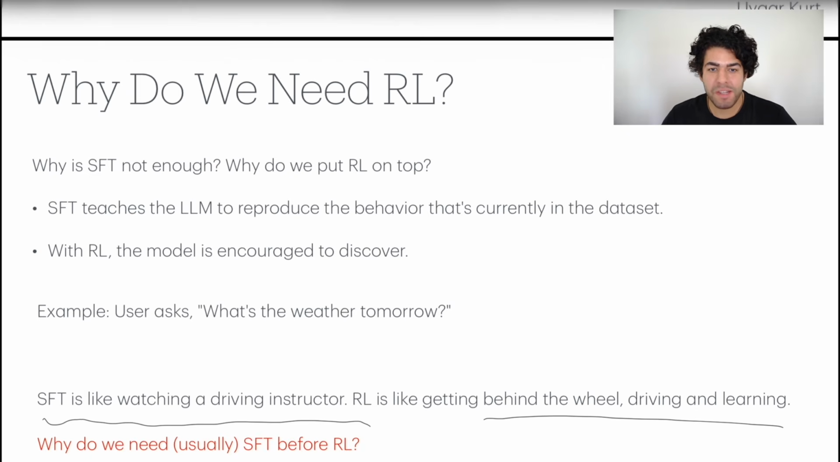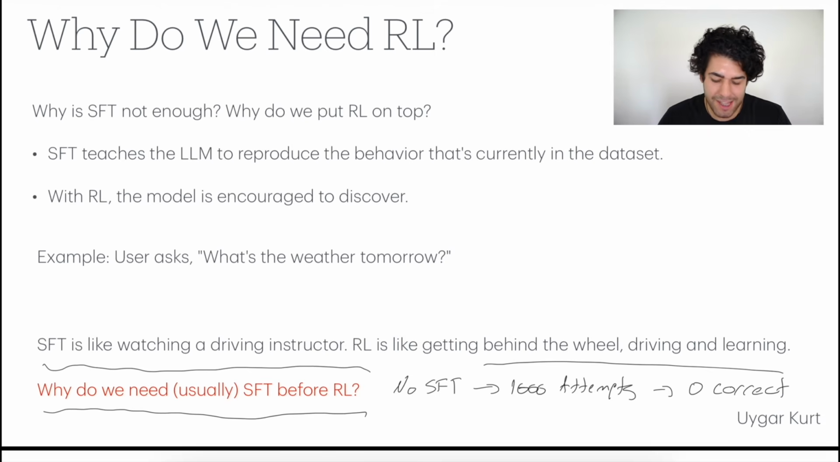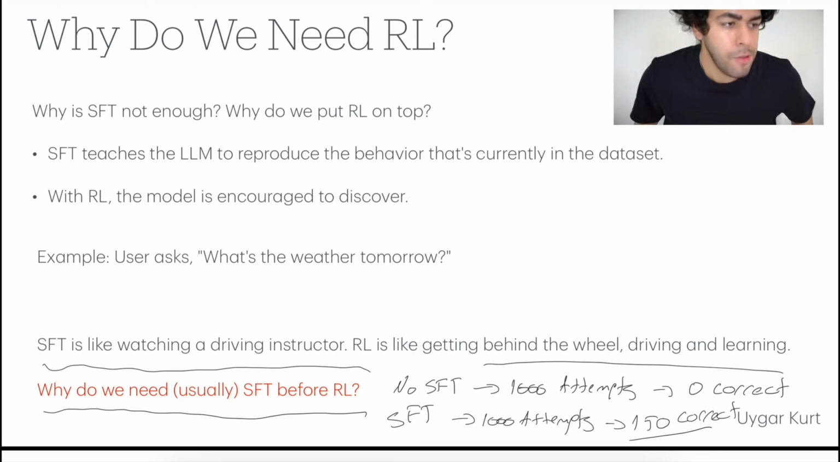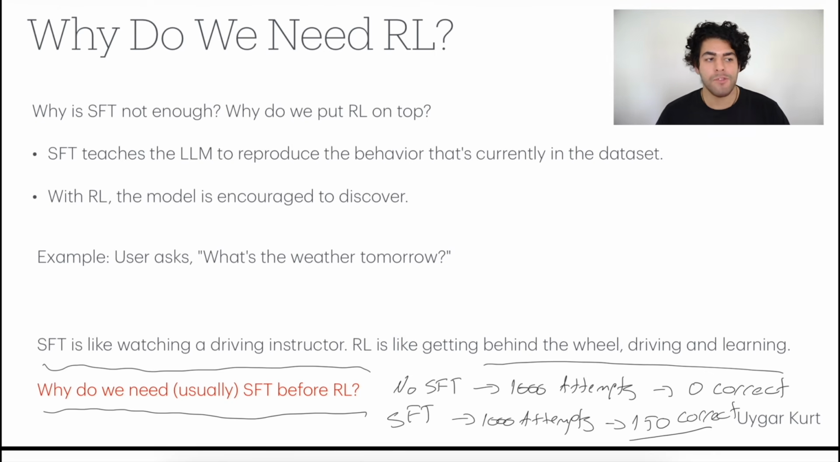But let's say that you haven't done the SFT and you have 1,000 attempts, and you get all of them wrong. In that case, you have nothing to train. You have no behavior to reinforce. So, no SFT, 1,000 attempts, 0 correct. You cannot reinforce anything. But with SFT, you again have 1,000 attempts and you have 150 correct answers. So you can reinforce those 150 correct answers, and in the next iteration you may have 200, 300 correct answers, and then you reinforce that, etc.